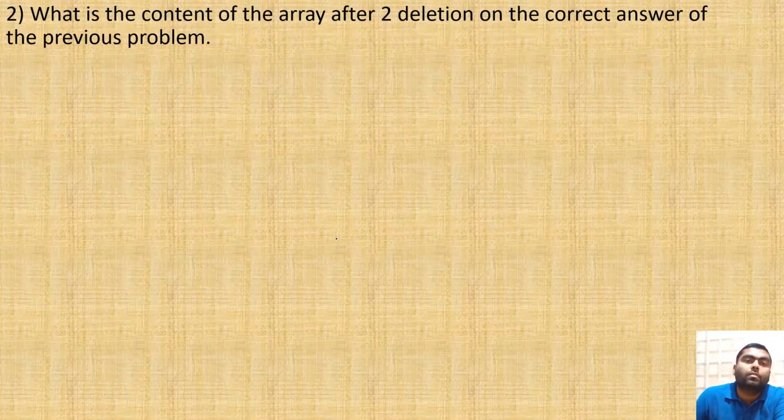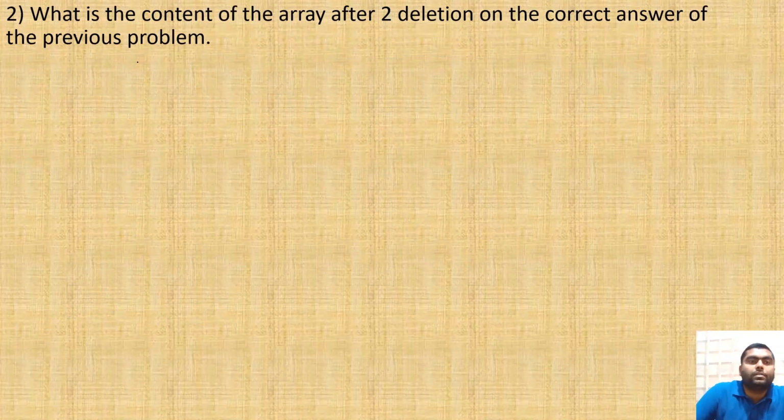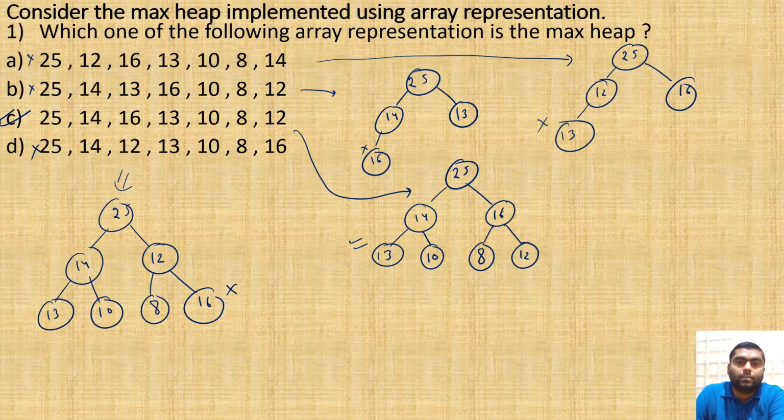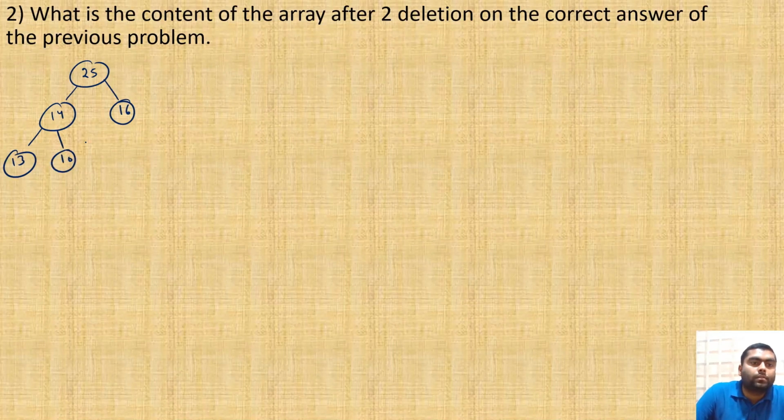Now next is: what is the content of the array after two deletions on the correct answer of the previous problem? So what is the correct answer? The correct answer is 25, 14, 16, then 13, 10, 8, 12. So two deletions.